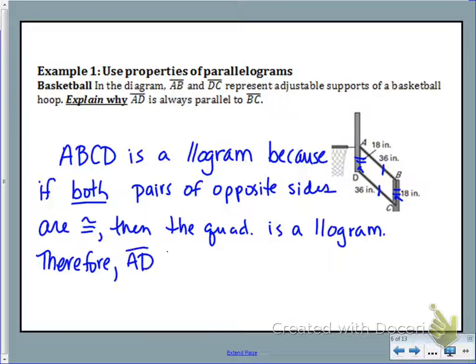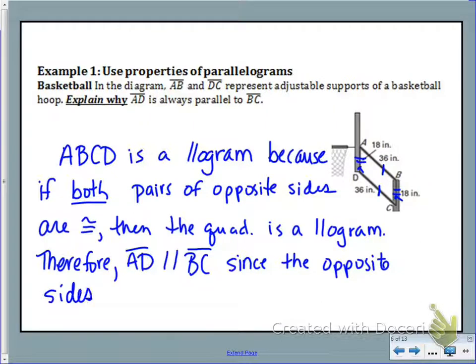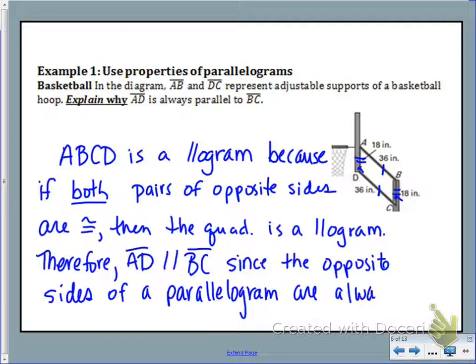AD is always parallel to BC since the opposite sides of a parallelogram are always parallel. They are also always congruent, but here that's not what we're trying to show. We knew that to get in the beginning. So what we're going to show now is that those are parallel. So we've made the conclusion that we wanted to.